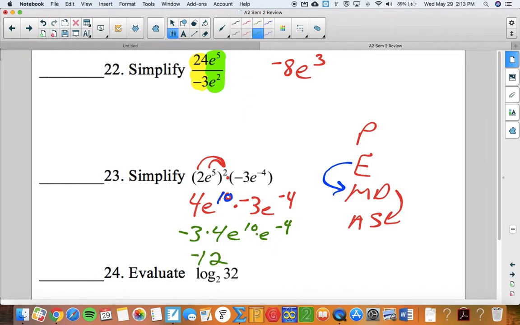Now here I am multiplying the same bases. I'm taking e times e, but they have powers. So when you multiply the same bases together, folks, you add those powers. So that's going to become e to the 6.